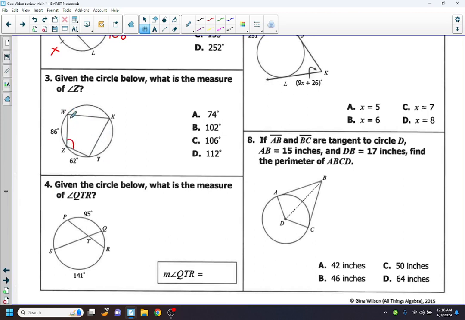Now, this is the angle that's at the corner of this part right here. So either you can figure out that this whole red part is going to be 360 minus 86 minus 62, because it's minus these two pieces. That gets you some number. And whatever that number is, you can cut it in half, because this is an angle at the corner, to get your answer. Okay.